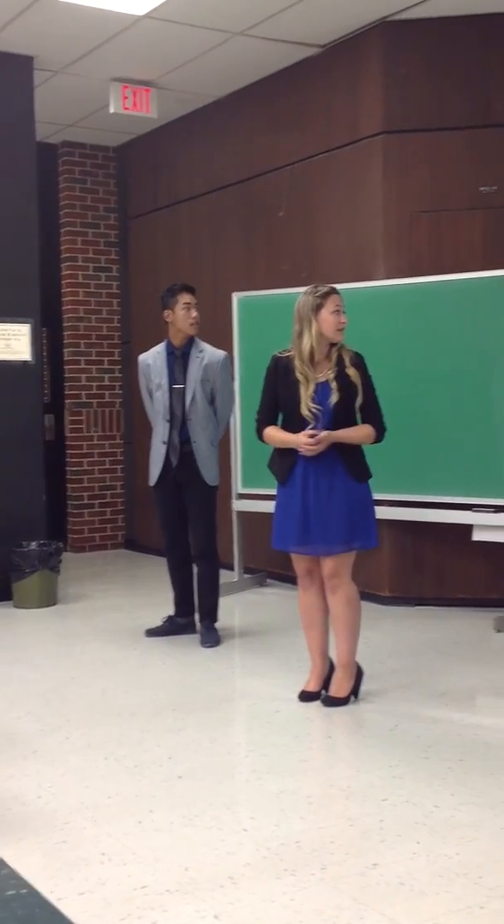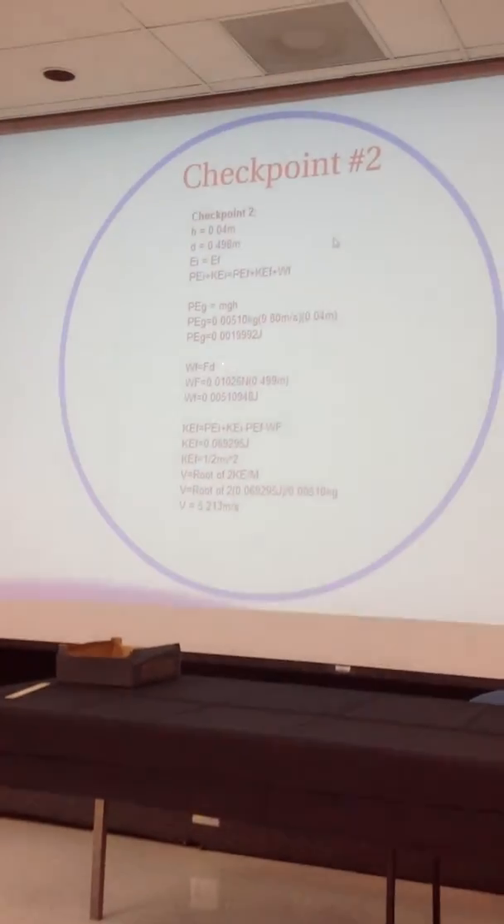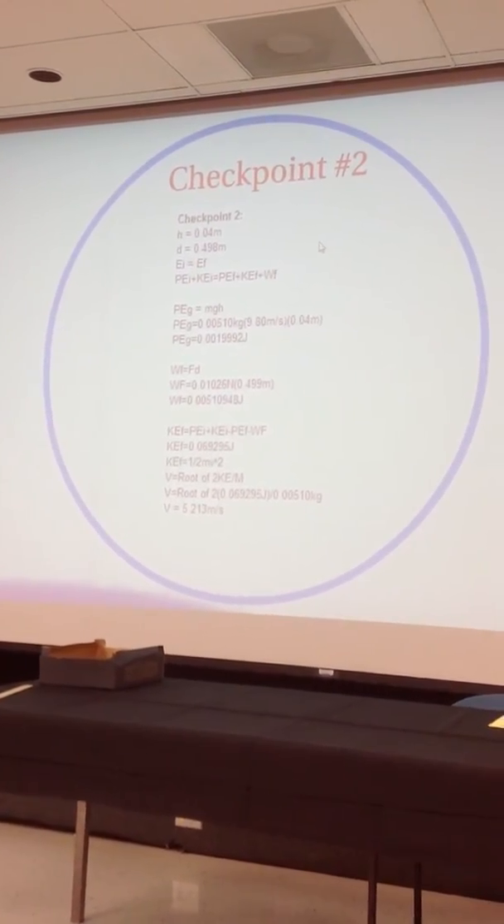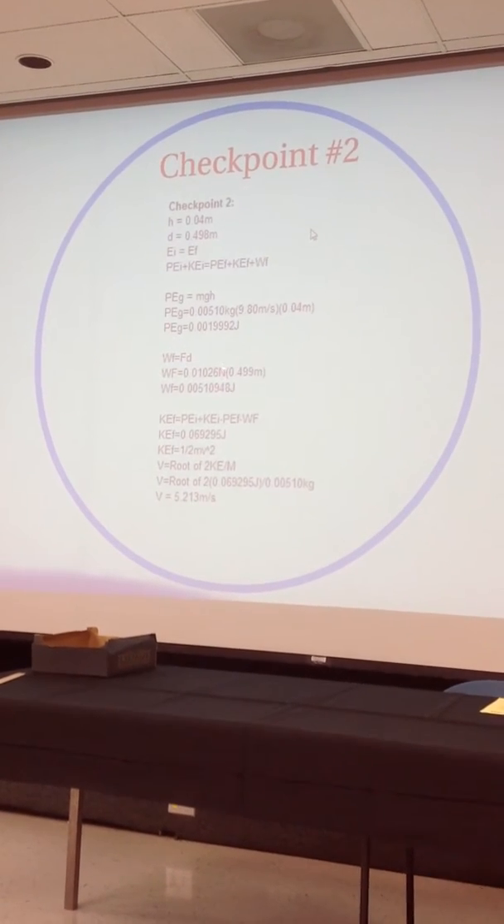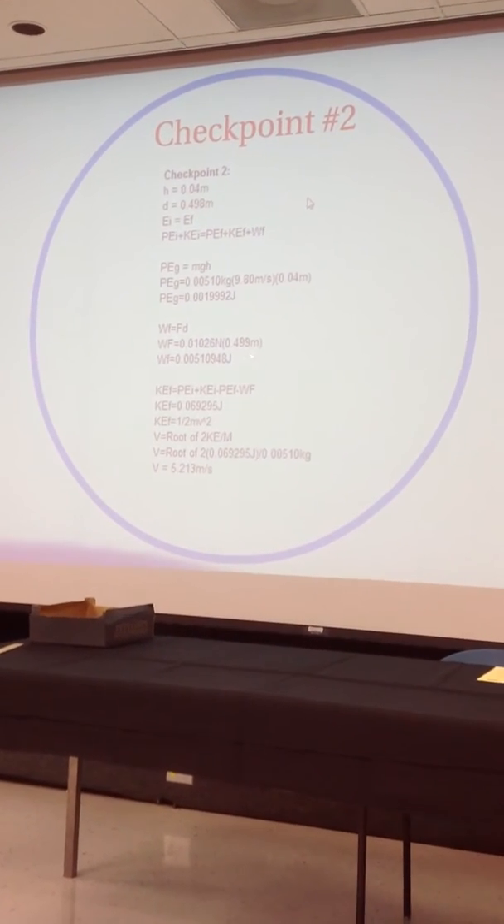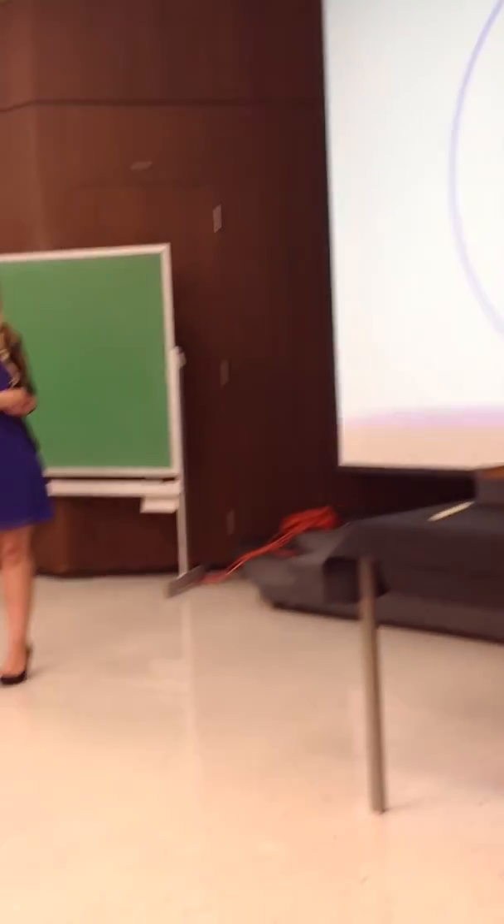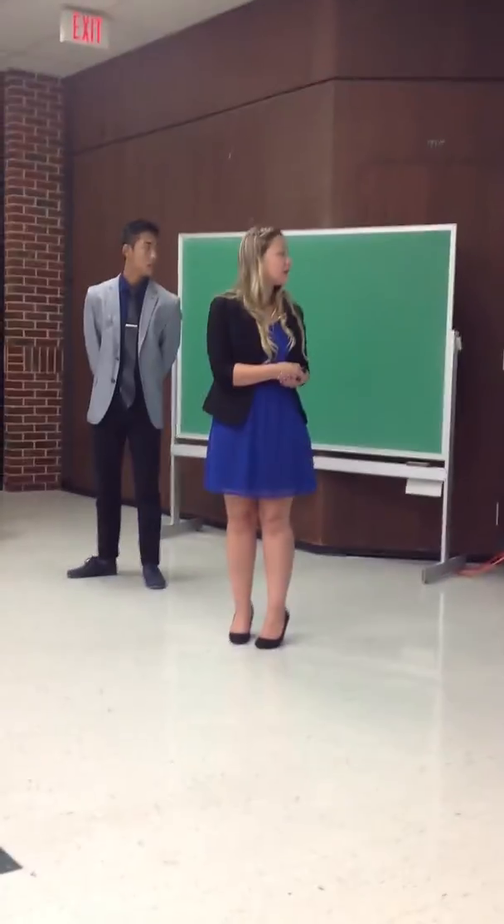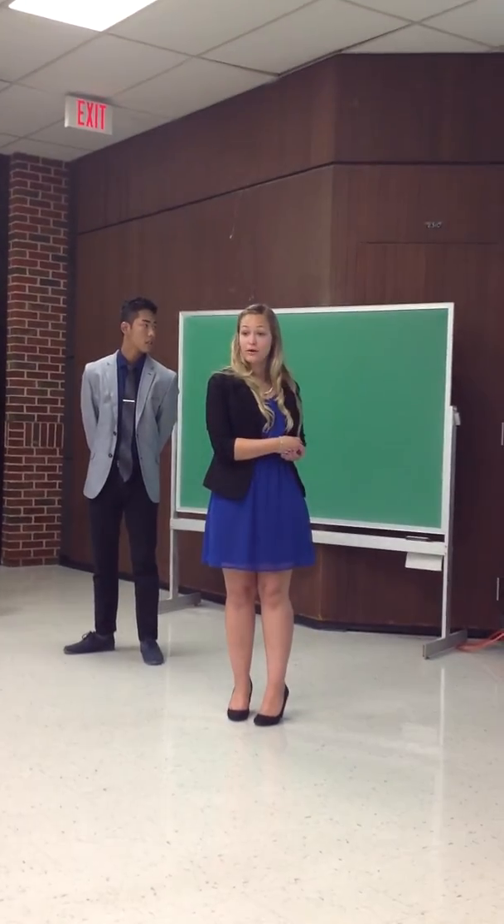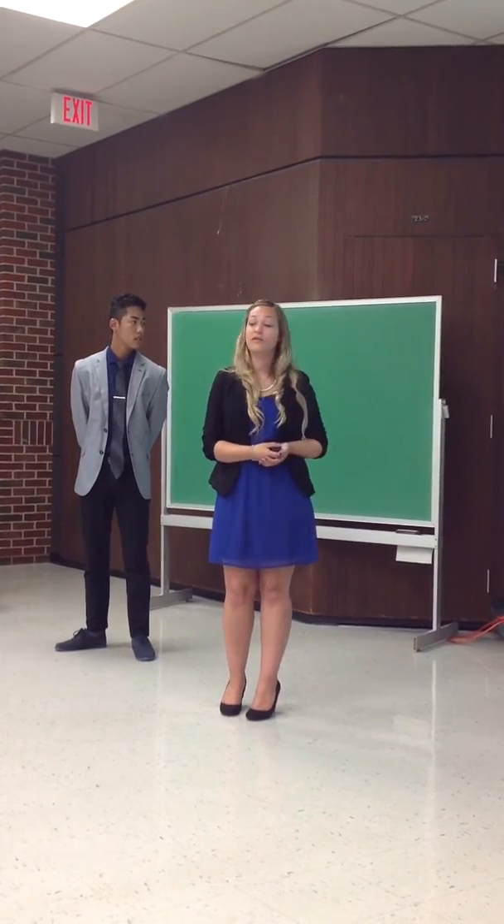For the second checkpoint, we found that the potential energy left over was 0.0019 joules. The amount of energy being lost from friction was 0.0051 joules. The kinetic energy still left was 0.069 joules, and the velocity from checkpoint 2 to checkpoint 3 was 5.213 meters per second.